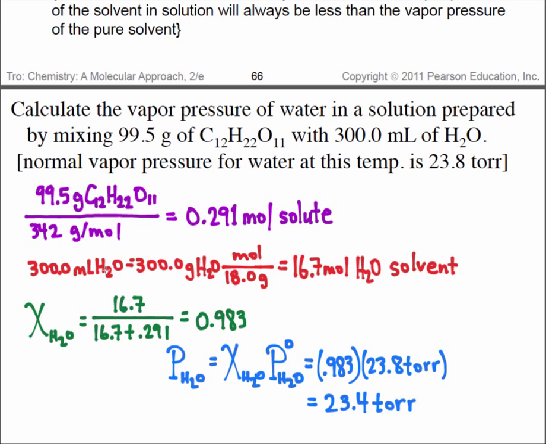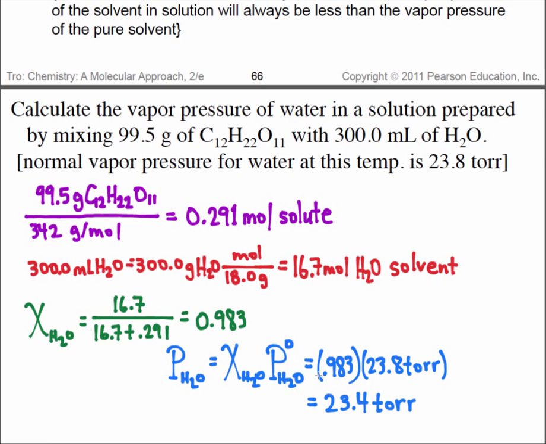Here I'm changing milliliters of water into grams of water and grams of water into moles of water, and then I say this is the total number of moles of solvent and solute, and this is the moles of solvent. So the chi, the fancy capital X, the mole fraction of water, is the moles of water compared to the total number of moles, 0.983.